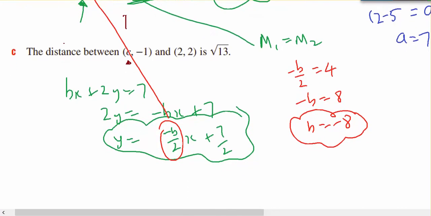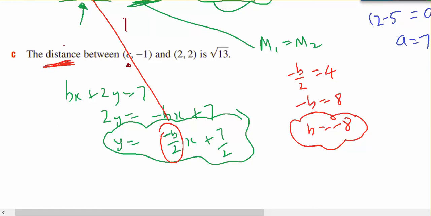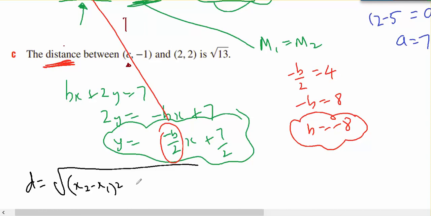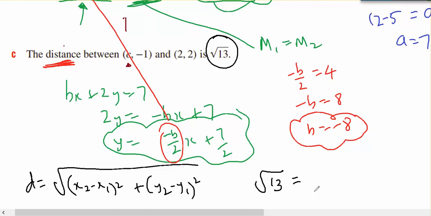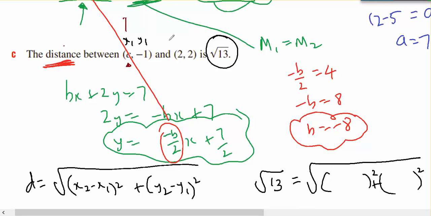And lastly, part C, we need the distance rule. So I know that the distance rule is equal to the square root of x2 minus x1 squared plus y2 minus y1 squared. I know what the square root equals. It equals root 13. And then I can substitute all of my bits. So I'm going to call that x1, y1, x2, y2. So I have x2. So I've got 2 minus c and 2 minus minus 1.